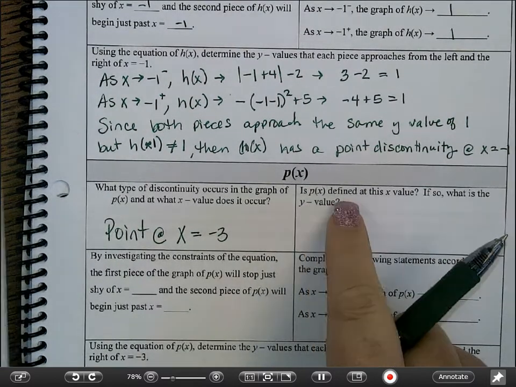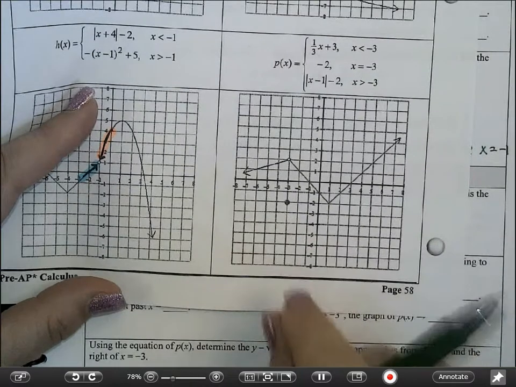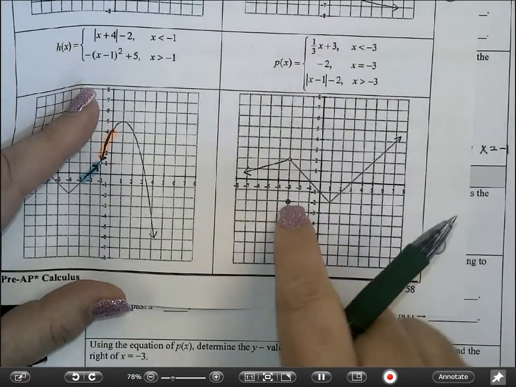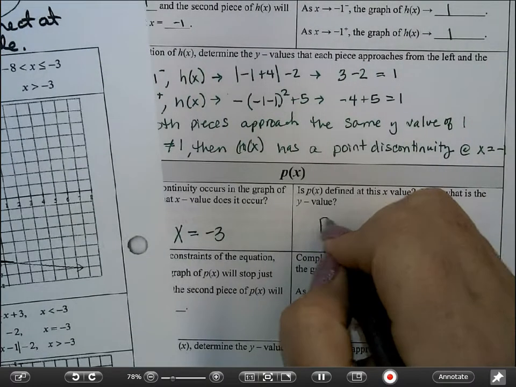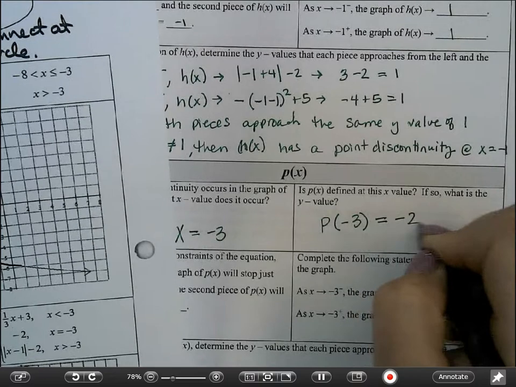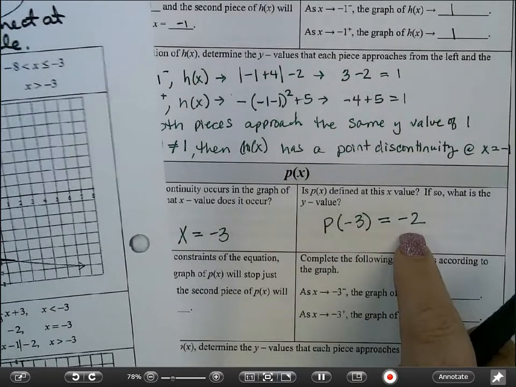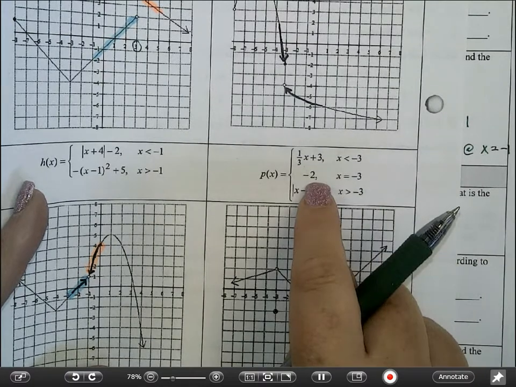Is p of x defined at this x value? So is there a defined y value? Yes, the y value is negative 2. So p of negative 3 is negative 2. Okay, in fact, I could plug in negative 3. That means I get negative 2.